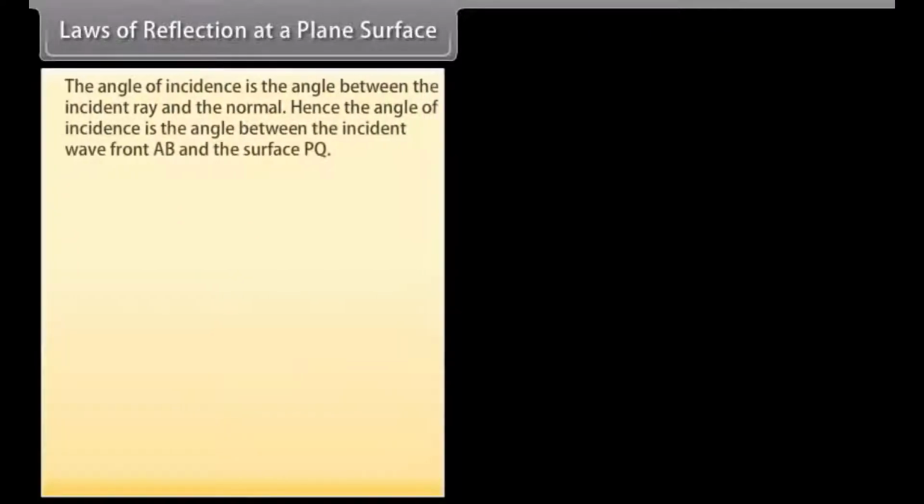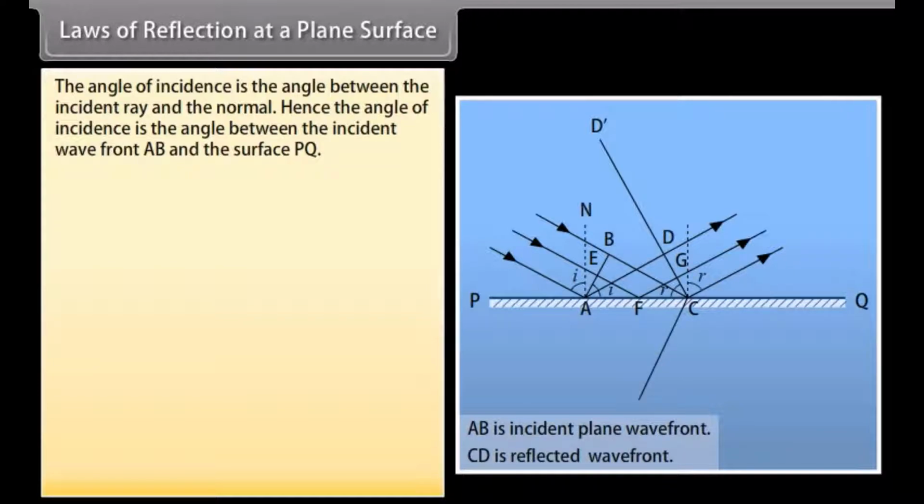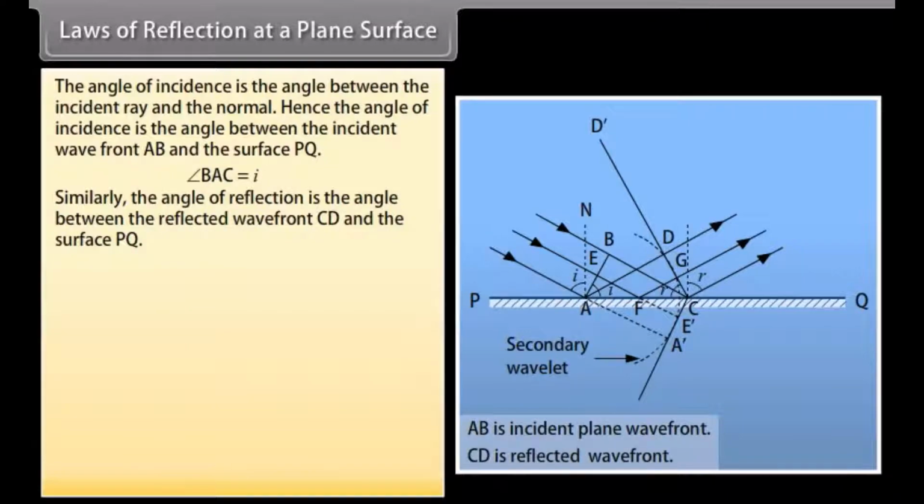Laws of reflection at a plane surface. The angle of incidence is the angle between the incident ray and the normal, but the ray is perpendicular to the wavefront and the normal is perpendicular to the surface. Hence, the angle of incidence is the angle between the incident wavefront AB and the surface PQ. Similarly, the angle of reflection is the angle between the reflected wavefront CD and the surface PQ.